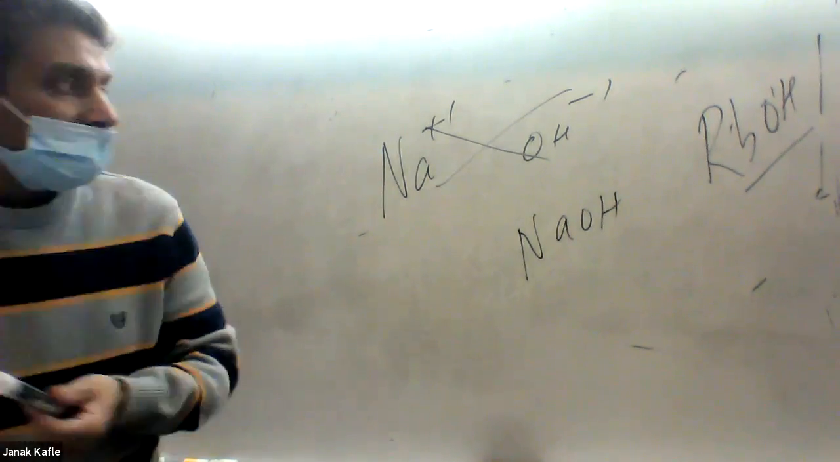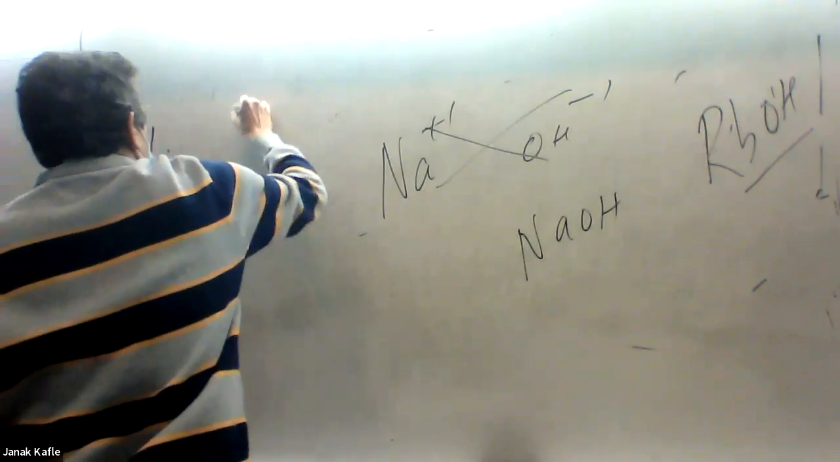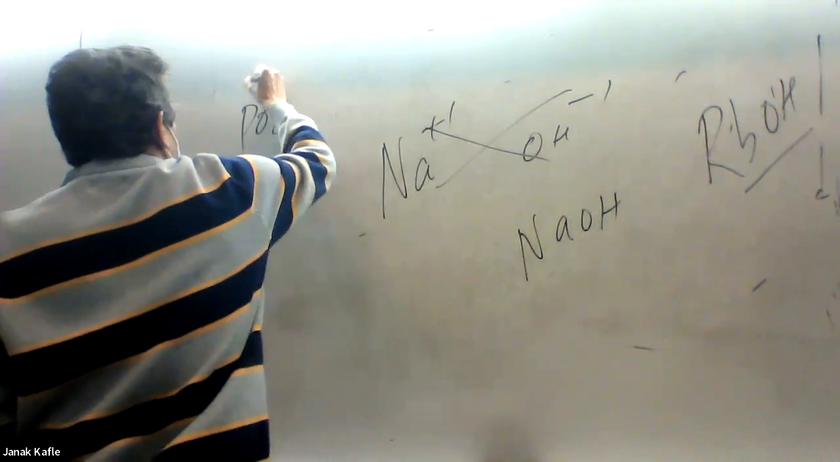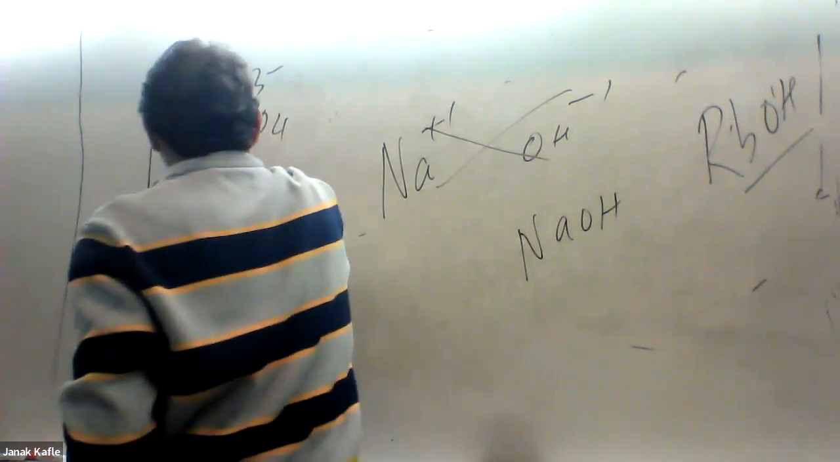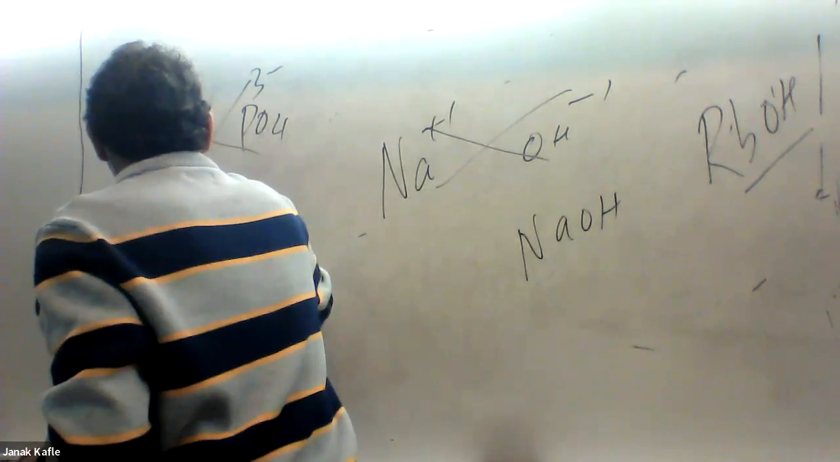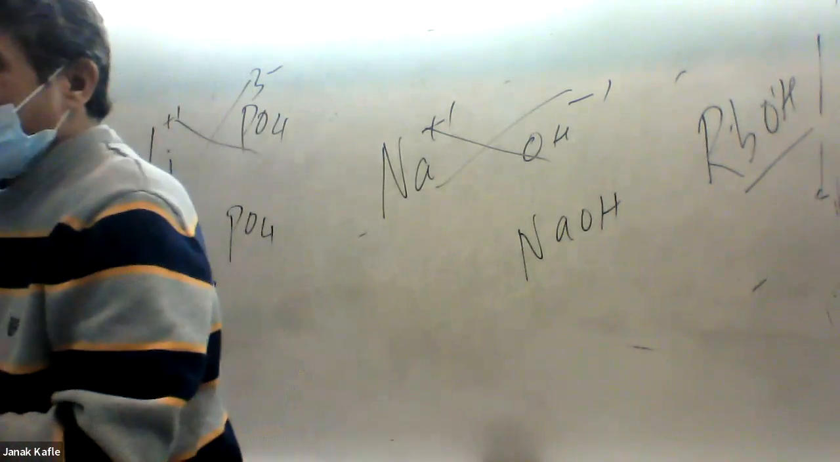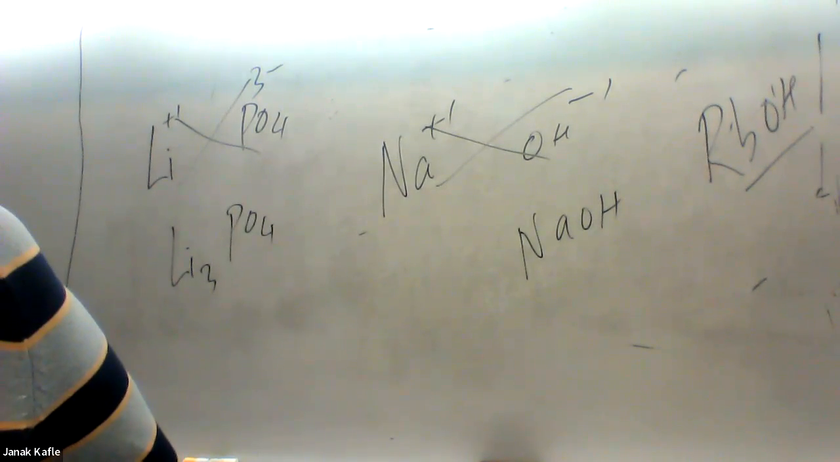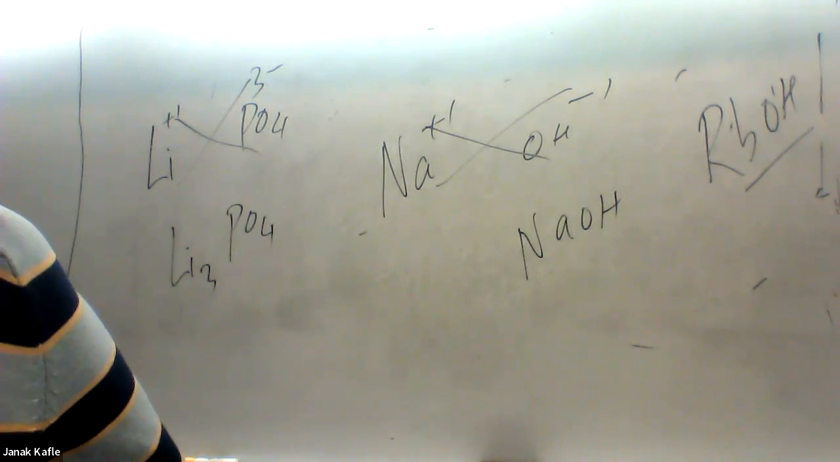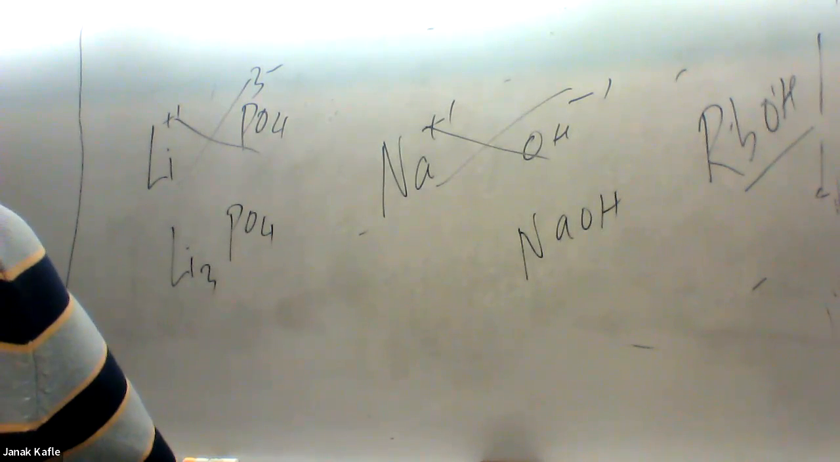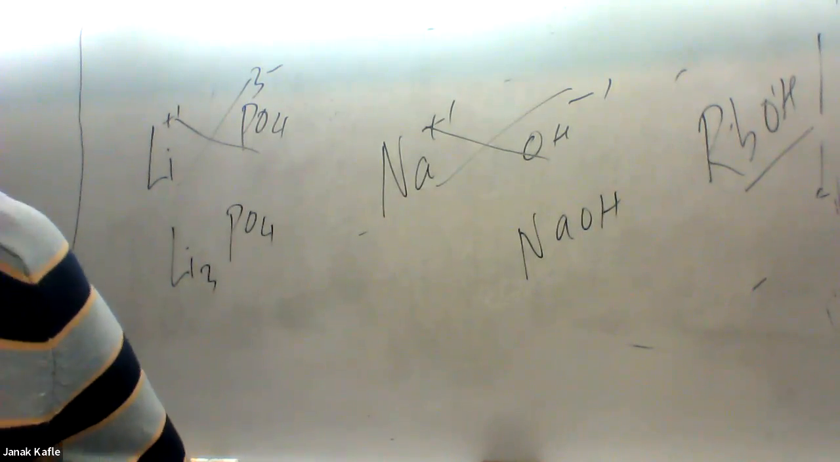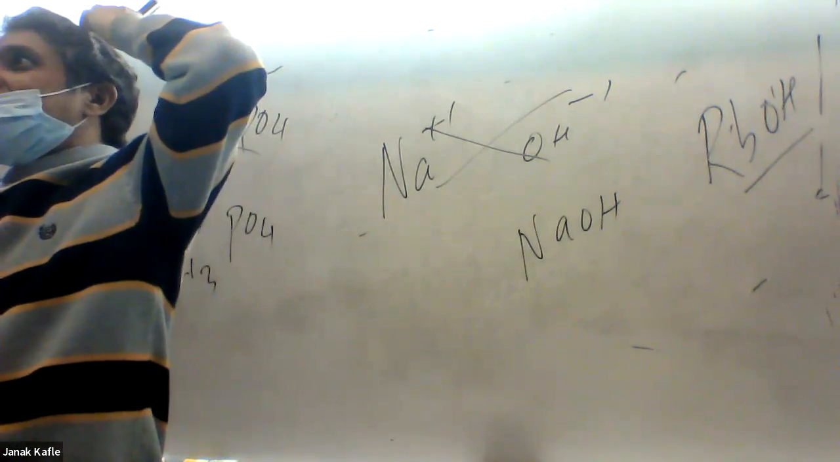For example, is lithium phosphate soluble or not? Lithium and phosphate, Li and PO4. PO4 has 3 minus. Li is +1. So this comes there, and this 3 goes there. Li3PO4. Is this compound soluble or not soluble? Look here. This is Li, and this PO4 is clearly insoluble. So most compounds of Li are soluble. LiF is soluble, LiCl is soluble, LiBr is soluble, LiI is soluble, LiOH is soluble. Everything is soluble with Li. Only Li3PO4 is insoluble. Got it?